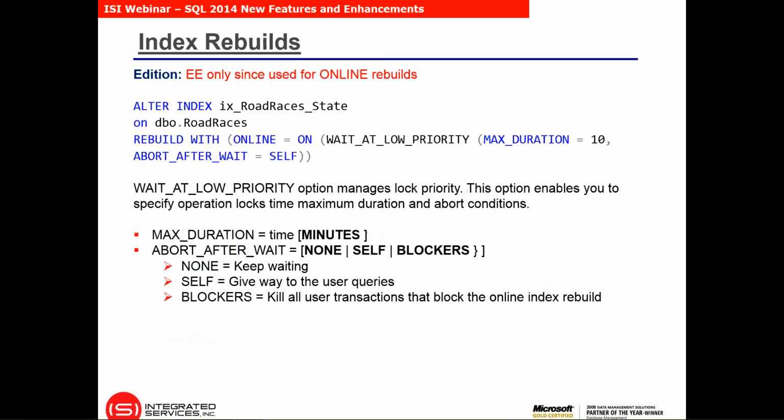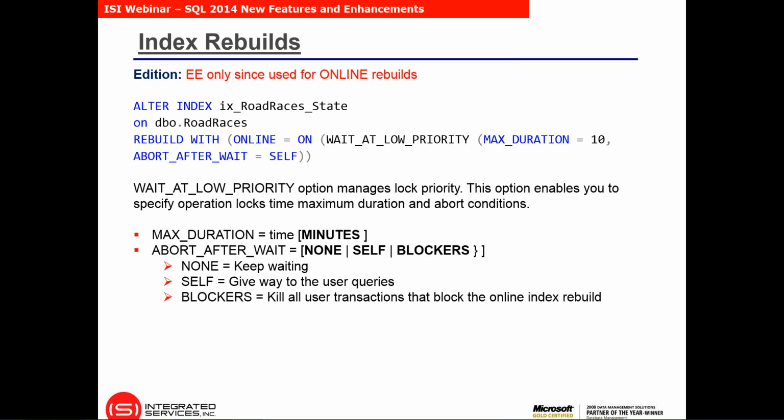Indexed rebuilds. They've given us the wait at low priority option, and this has to be done. Wait at low priority can only be set when index rebuilds are done online. Online has to be on, which is an enterprise feature. You set your wait at low priority, and then you set your duration, max duration in minutes, and then you're going to set the abort after wait, and that is what's going to happen after the max duration time is expired. You're going to tell it what's going to happen afterwards.